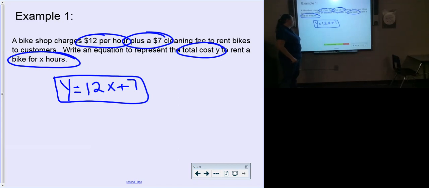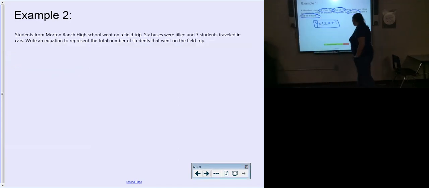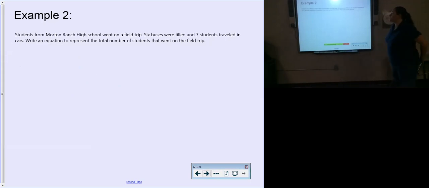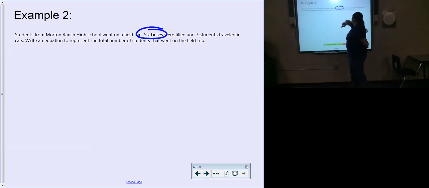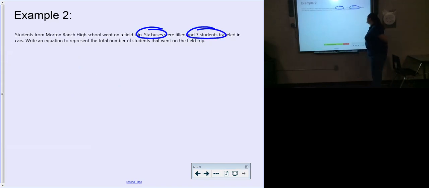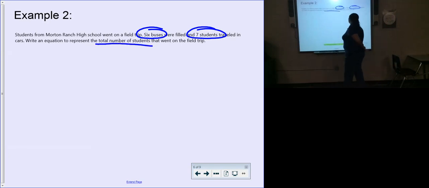All right. Move on to the next question. Our next word problem is students from Morton Ranch High School went on a field trip. 6 buses were filled and 7 students traveled in cars. Write an equation to represent the total number of students that went on the field trip.